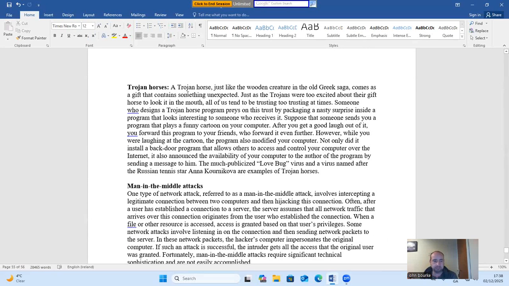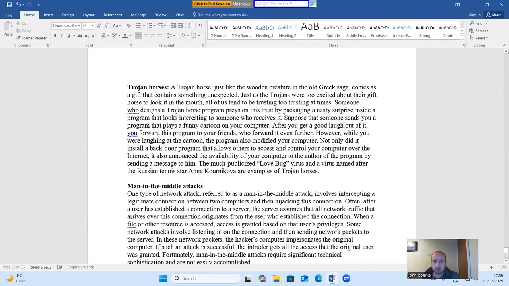Trojan horse. A Trojan horse, just like the wooden creature in the old Greek saga, comes as a gift that contains something unexpected. Just as the Trojans were too excited about their gift horse to look it in the mouth, all of us tend to be too trusting at times. Someone who designs a Trojan horse program preys on this trust by packaging a nasty surprise inside a program that looks interesting to someone who receives it.